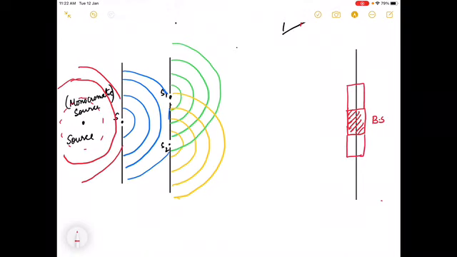You have to understand here. So at the center you will see a bright spot, then a dark spot, then again a bright spot, then again a dark spot, yes or no?